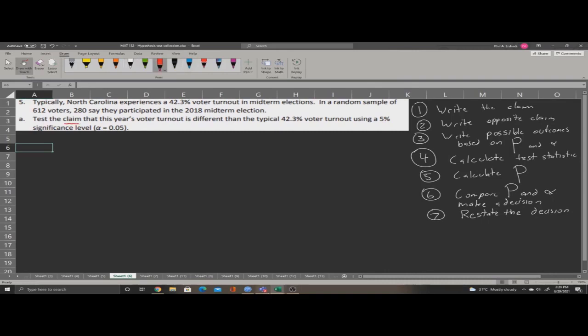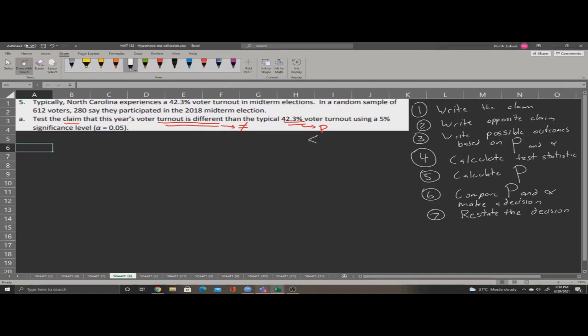Our claim is that the turnout is different from 42.3%. Now, remember that different means not equal to. And the fact that we are using percentage tells us that we'll be using little p for population proportion.